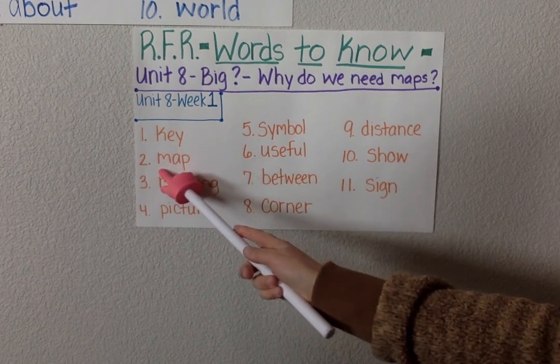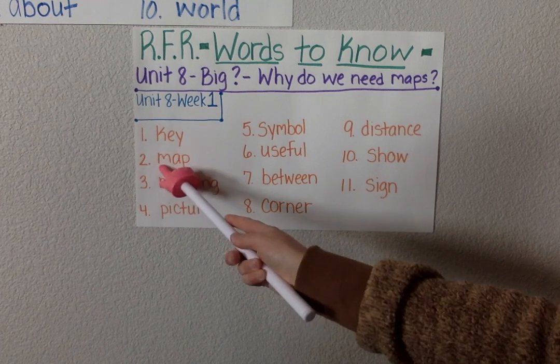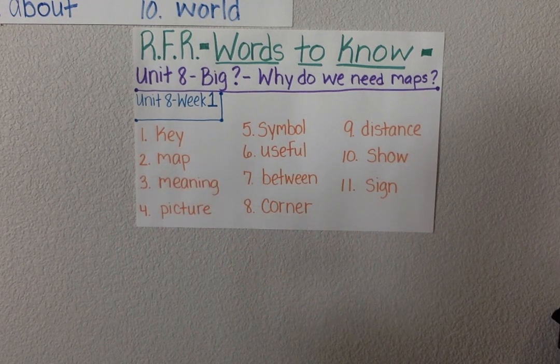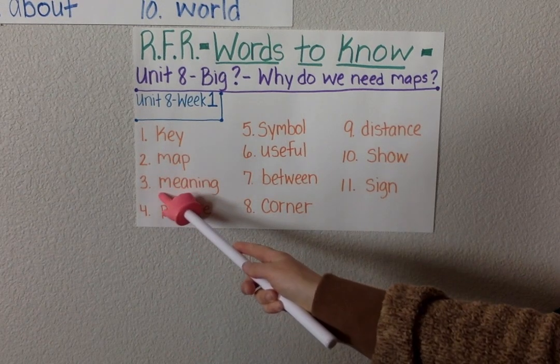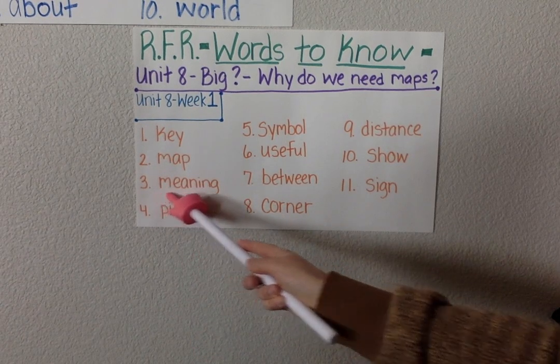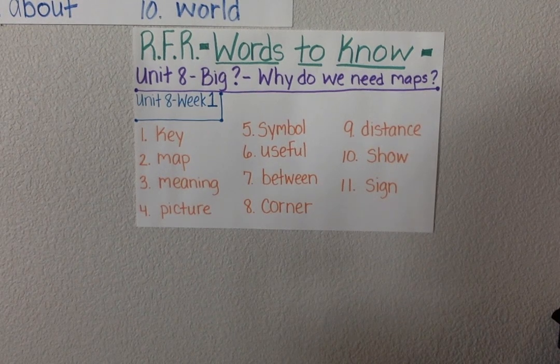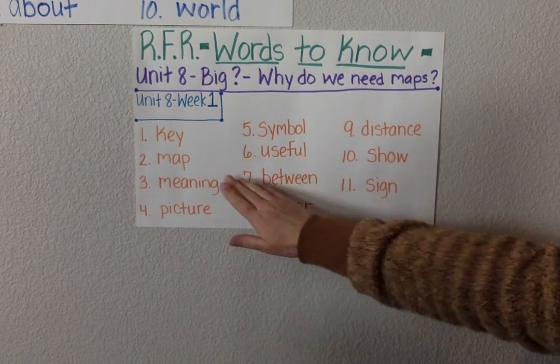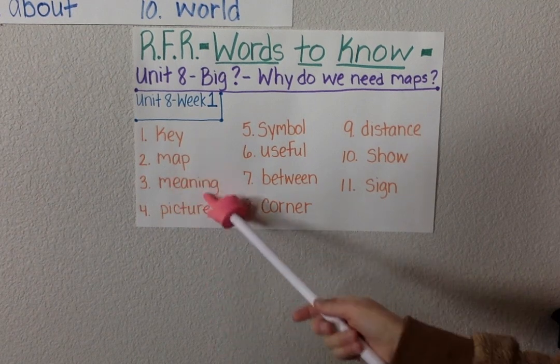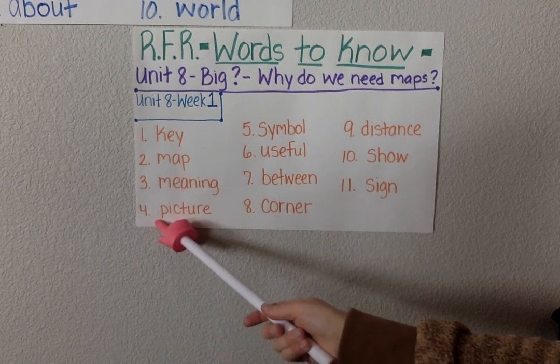Here we go. Repeat after me. Map. Good. Pretty self-explanatory what a map is. Here we go. Number 3 is meaning. What is the meaning of something? What is the meaning of a symbol on a map? Kind of similar to a definition. What does something mean? Okay, here we go. Number 4, picture.